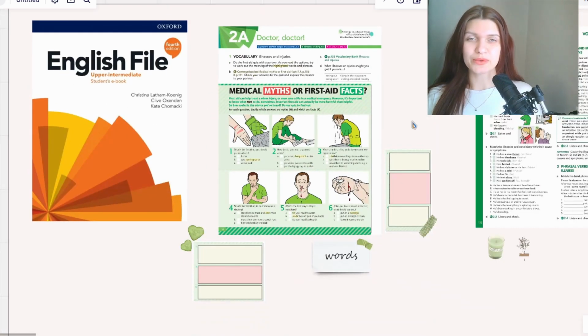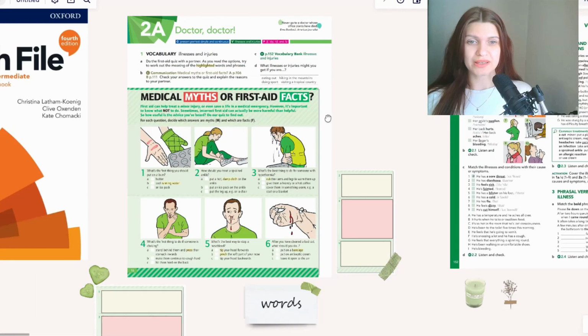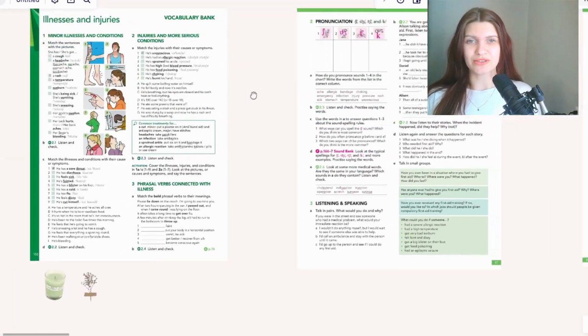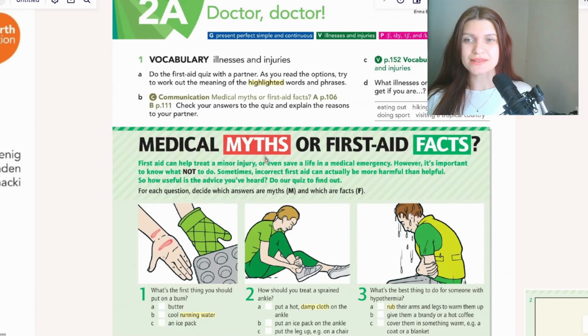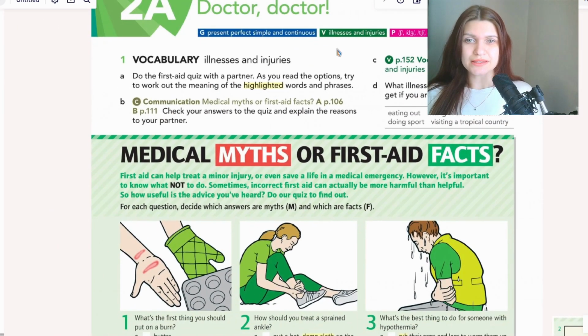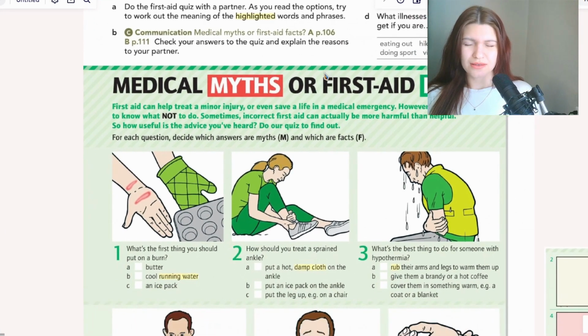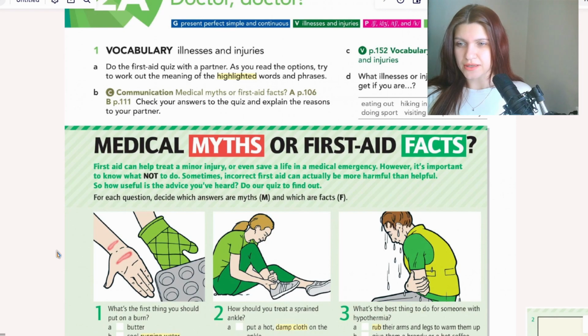2A, we should today consider and learn the words and phrases only from page 16. Then we should learn other pages, of course, next time. Okay, let's start. Vocabulary: illnesses and injuries. Let's read the first task.